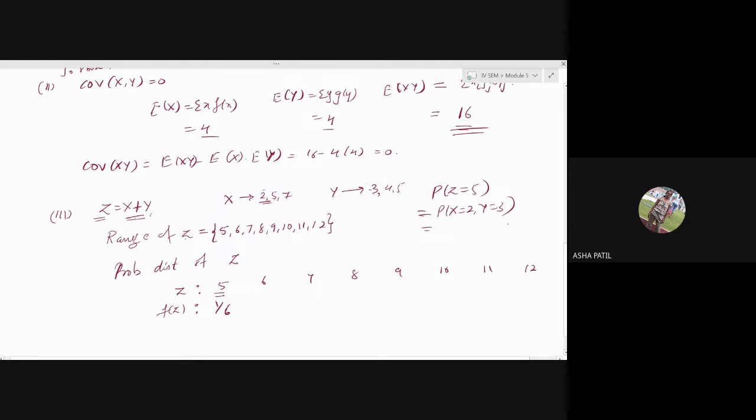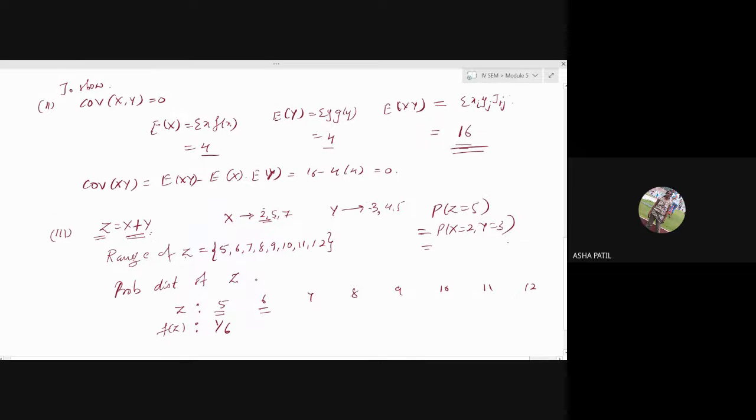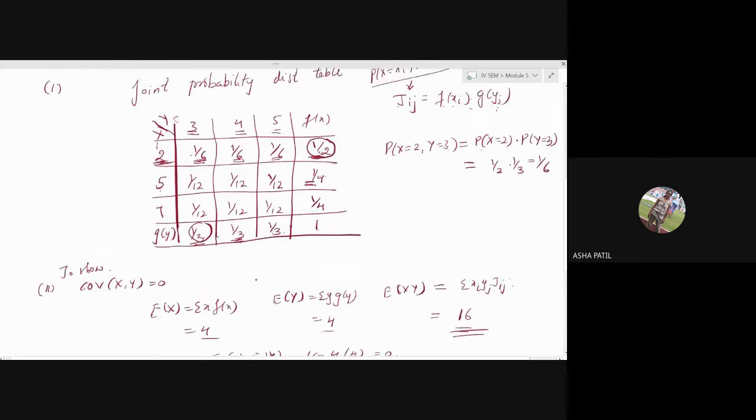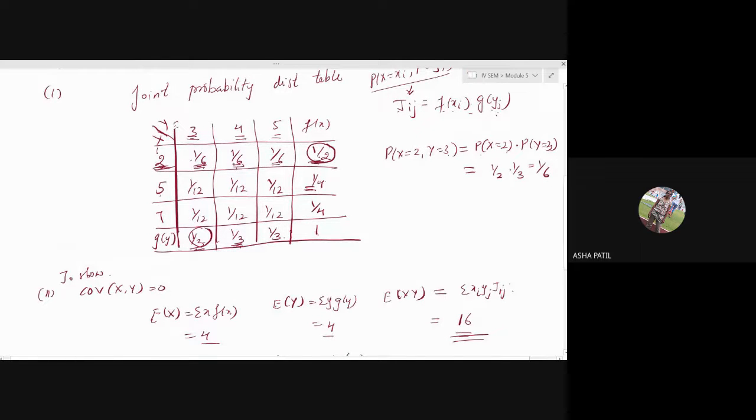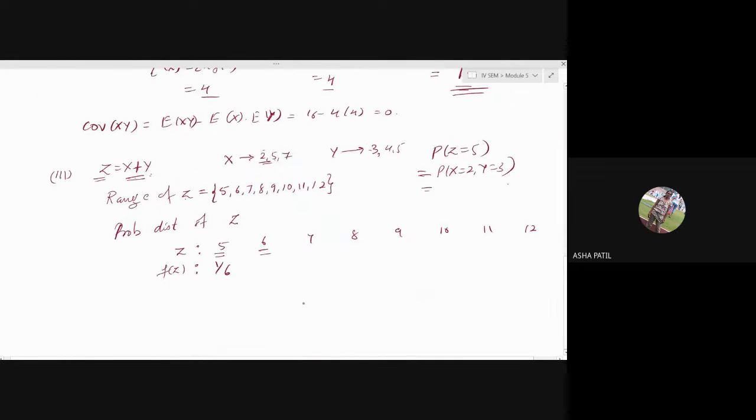The probability that z equal to 6: when x is 2 and y is 4. So you'll get 1 by 6 again. All the values in a similar way will give you the probability distribution. Just note down all the values. It is 1 by 6, 1 by 6. What about the next value, when x is 2 and y is 5? How much is the value? 1 by 6 again.